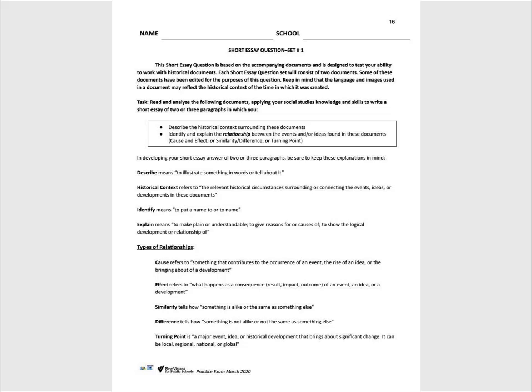So if you look at the assignment page of short essay question set number 1 from the practice exam that I gave you, there are 2 bullet points that you must address: the historical context and the relationship between the events and or ideas found in the documents. There are 3 main types of relationships. You can choose between cause and effect, similarity difference, or turning point.